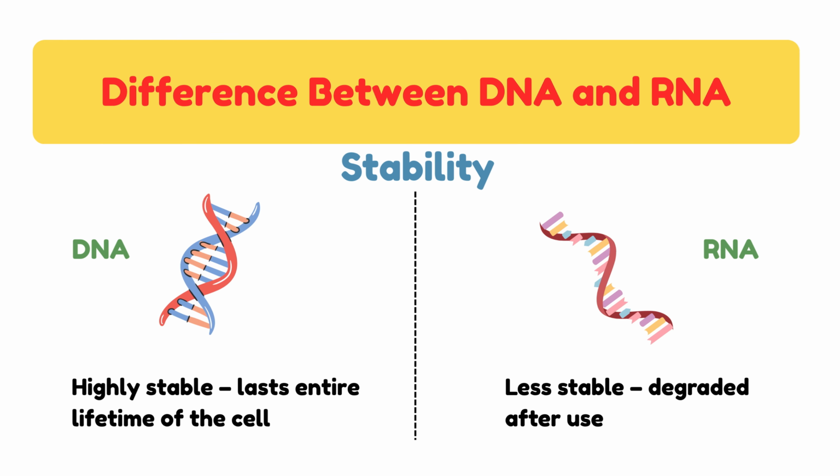Stability. DNA is extremely stable and can last the entire lifetime of a cell, sometimes even thousands of years. RNA is less stable and breaks down after use. This makes sense. DNA is permanent, RNA is temporary.